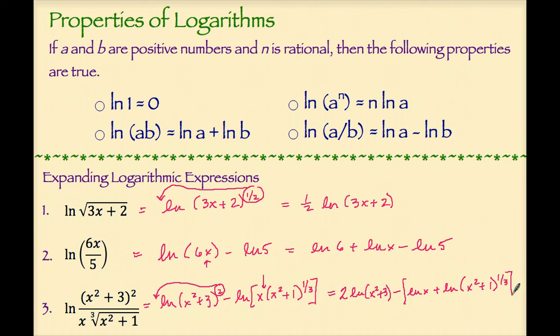1/3 power. Now continuing to simplify, on the next line, I'll have 2 natural log of x squared plus 3. I'm going to distribute the negative to this expression and this one, and for the final simplification, I'm going to bring this exponent around to become the coefficient of this logarithmic expression. So this will be minus natural log of x, and then minus 1/3 natural log of x squared plus 1. Now notice the original expression and how complicated the argument was, and then the simplified expression using the properties of logarithms. This will be very helpful when we begin to differentiate logarithmic functions.